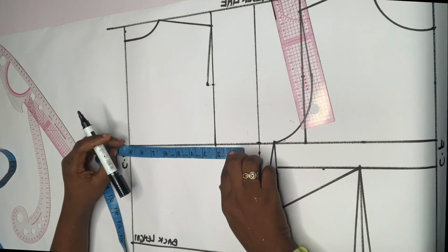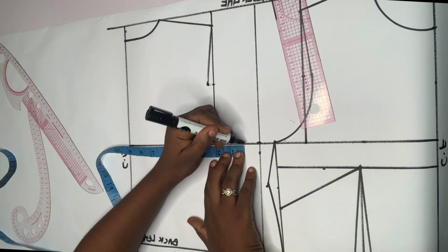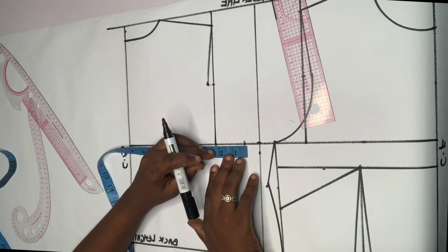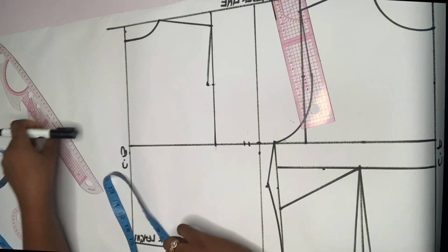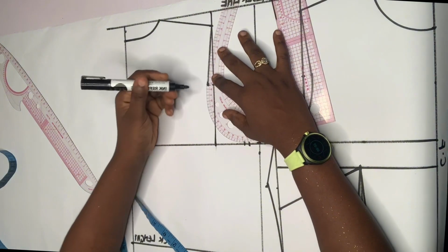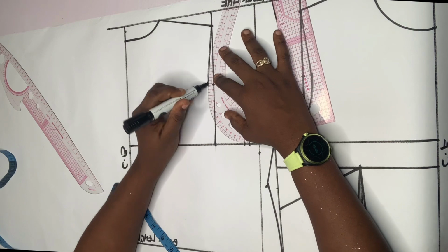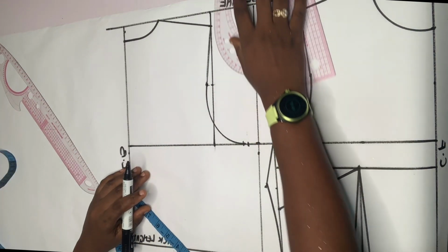And after this is done, we move on to taking our bust measurement on the chest line. And on that chest line, we'll mark our bust measurement, which is 9 plus 0.25 ease allowance. On the chest line, we add the 0.25 ease allowance for our back.